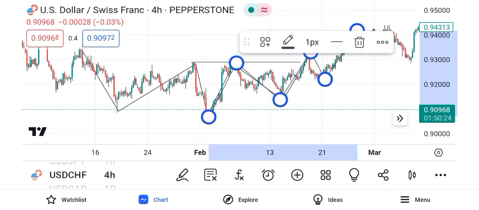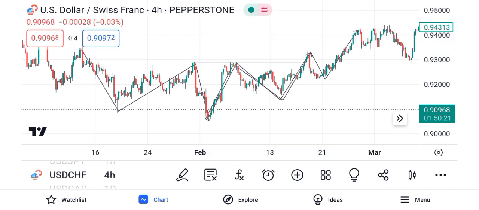So it's very simple, and I encourage you to practice on real charts and look at more examples.